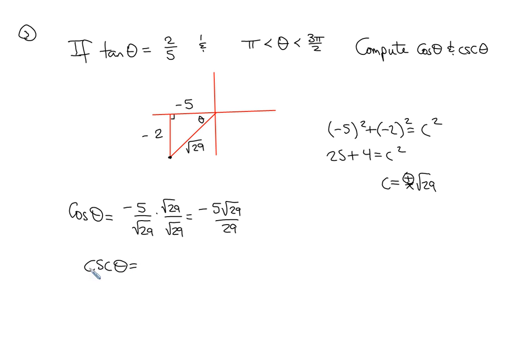Cosecant of theta. Cosecant is the reciprocal of sine. Since sine is opposite over hypotenuse, cosecant is going to be hypotenuse over opposite, which I would just rewrite as negative square root of 29 over 2. So again, the triangle method, in my opinion, is far superior to using the Pythagorean identities. It's quicker, it's cleaner, it's less confusing, and it's very visual.